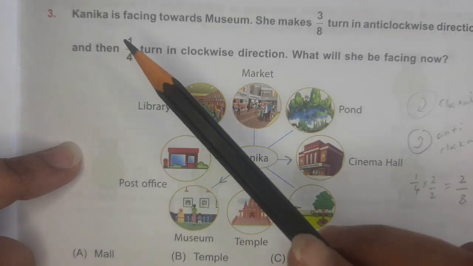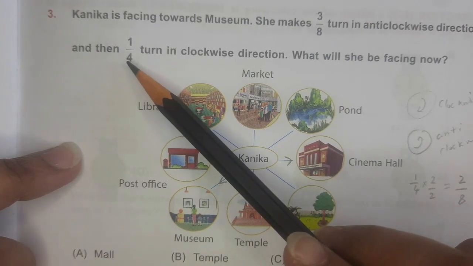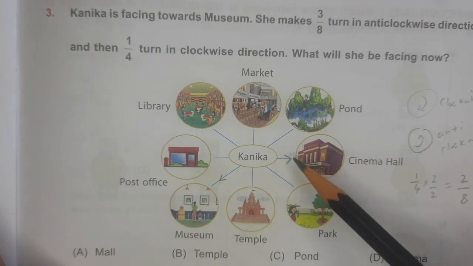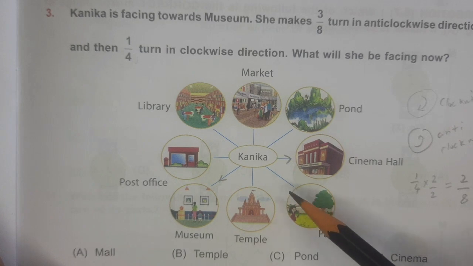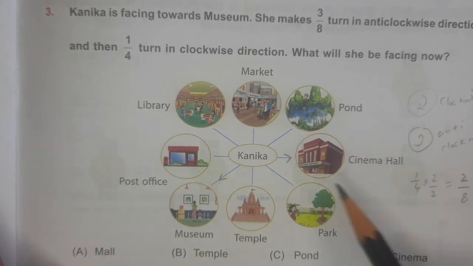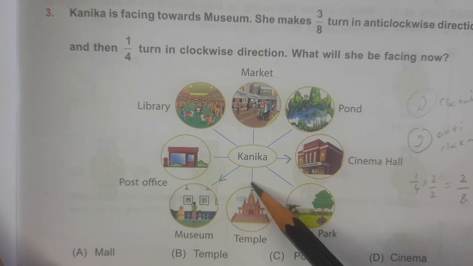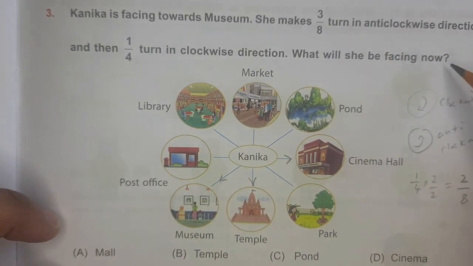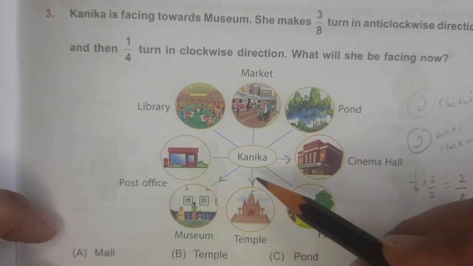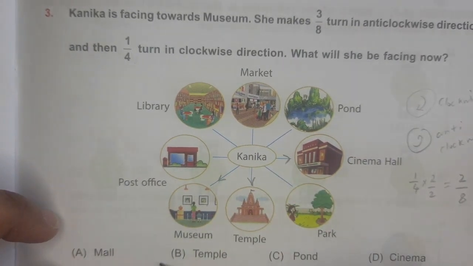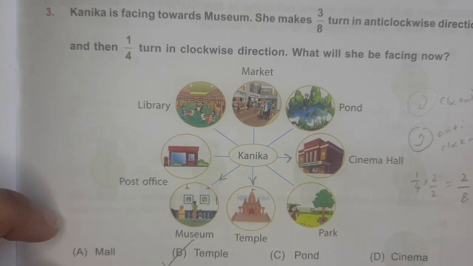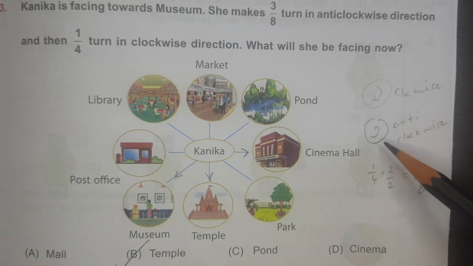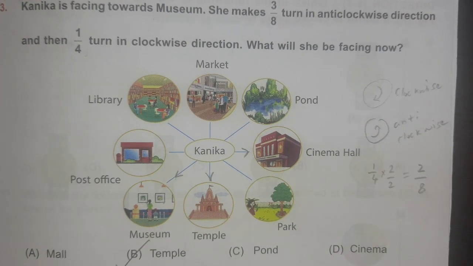Okay. If we do 1 upon 4 without thinking what is there in denominator, we will end up doing cinema hall से उसने turn लेके park पे के यहाँ पे देखा. But that's not correct. It is 2 upon 8. So which is 1 and 2. So now she is facing temple. What will she be facing now? It is temple. This is her final facing. So that is option B, temple. Showing clockwise and anti-clockwise direction for ready reference.